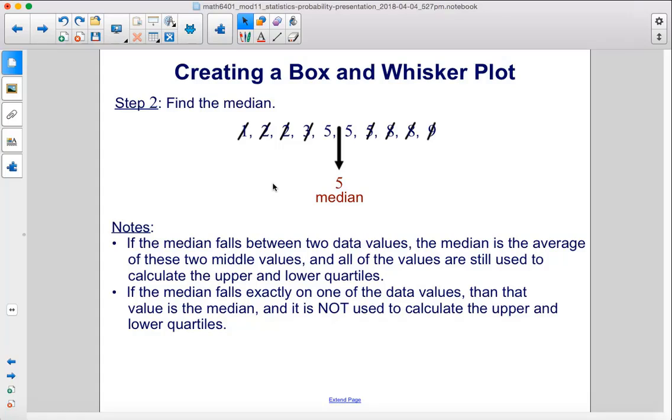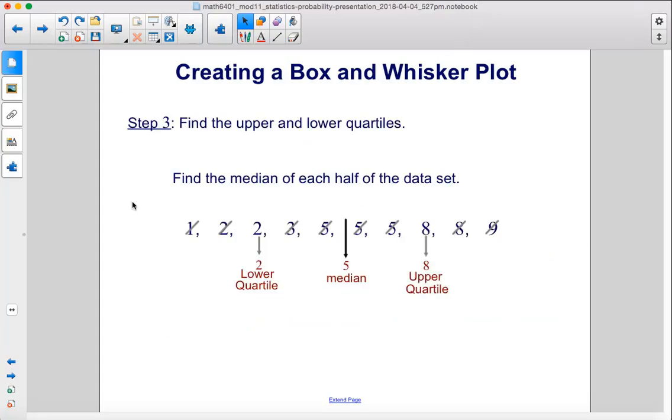If the median falls exactly on one of the data values, then that value is the median, and it is not used to calculate the upper and lower quartiles. Step 3. Find the upper and lower quartiles. So, find the median of each half of the data set. If this is one half here, and this is one half here, then we just find the median of this half and this half. So, of these 5 numbers, this one is number 3, the center number. So, that's our lower quartile, 2. And here we have 5 numbers, so the middle number, the third number, is 8, and that's our upper quartile.